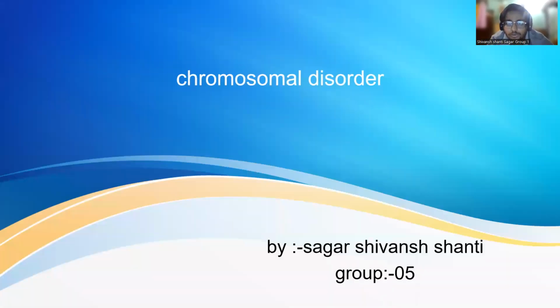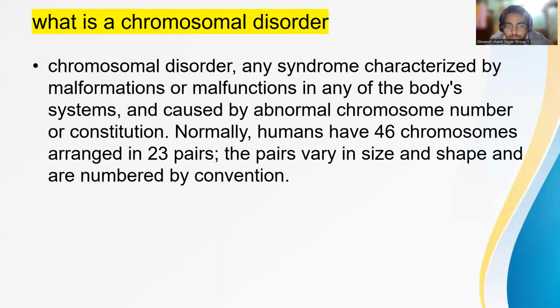Good evening. Now we are going to discuss the third topic, which is chromosomal disorder. So, what is chromosomal disorder? Chromosomal disorder is any syndrome characterized by the malformation or malfunctioning in any of the body's systems caused by an abnormal chromosomal number or constitution.